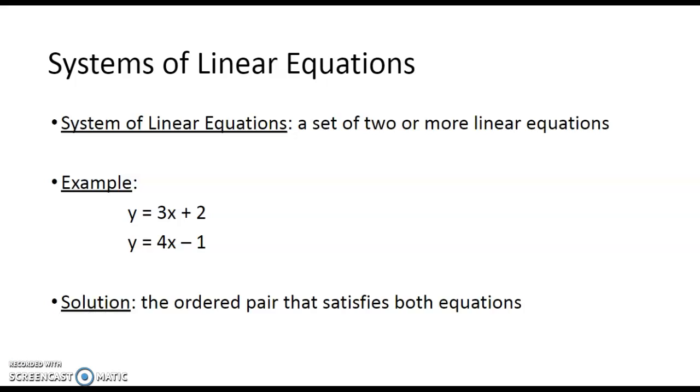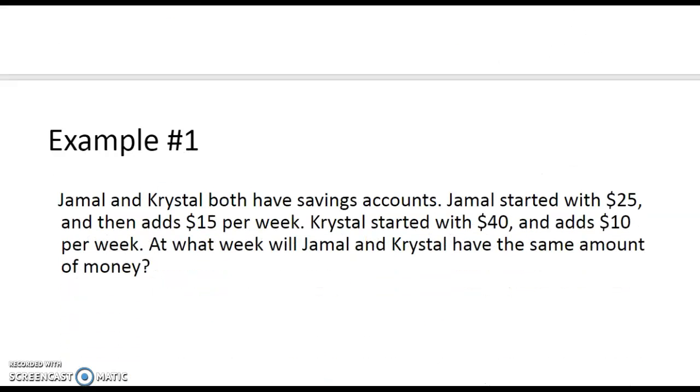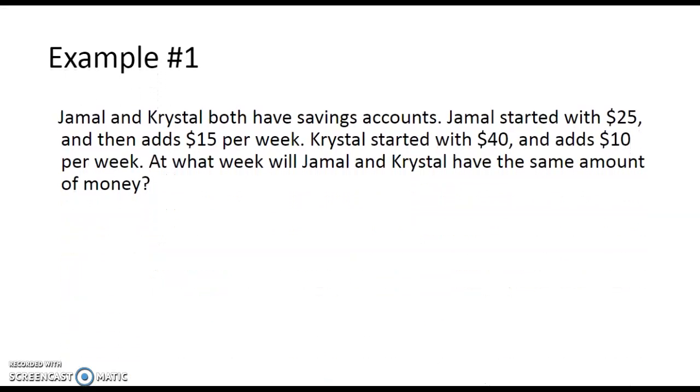So again, if I were to graph these two lines, my solution would be right here where my points intersect, because this is the ordered pair that lies on both lines. It's the ordered pair that makes both equations true. So our solution is always an ordered pair. So when we think about writing and solving systems of linear equations for a context, we obviously need to start with a context.